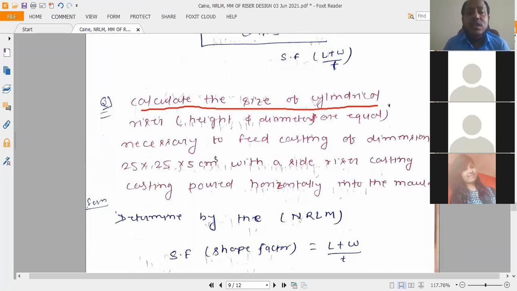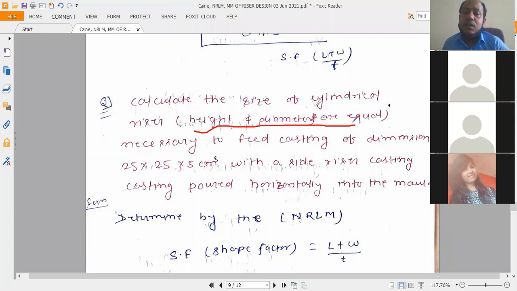So let us see. The question is the same question which I have solved above by the Kinds formula. The same question is there, but only the dimension we have taken in centimeter, because there we had taken 250 and 50 in mm, but here we have taken 25 and 5 centimeter, 5 into 5. So this one is the dimension of the casting. The height and the diameter are equal. So I repeat the above question, and we will solve it by the Naval Research Lab method.